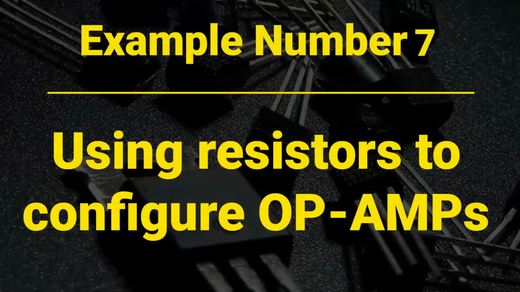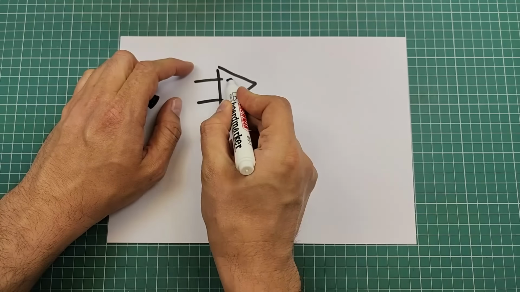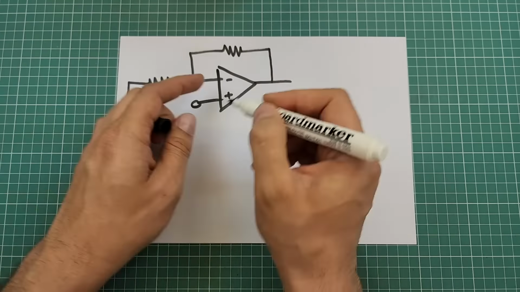Example number 7, using resistors to configure an op-amp. Operational amplifiers are an excellent tool for every electronic designer. They can operate in two modes, voltage comparison mode and voltage amplification mode. For now, I'm going to consider amplification mode because some resistors are required in amplification mode to configure the op-amp.